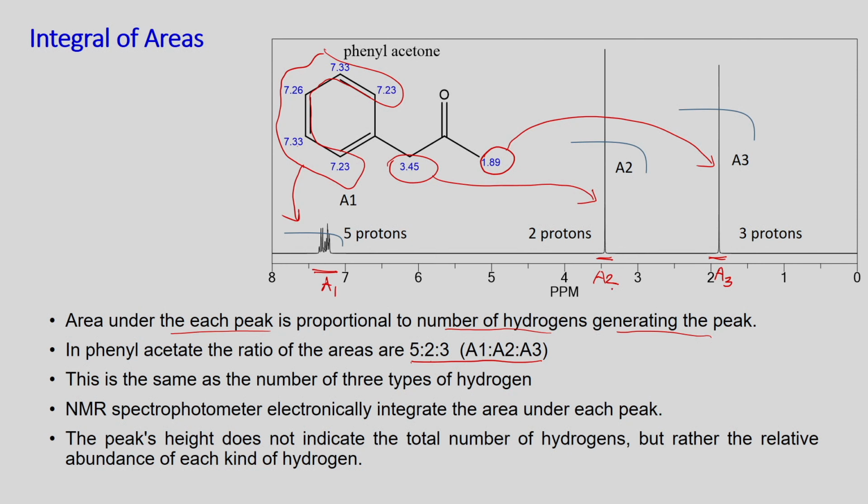So, suppose A2 is assigned as 1, what will be the value of the area for A3, and what will be the value of the area with respect to A2, that is A1? Now, if you take the ratio of all these 3, you should have 5:2:3. This is the same as the number of the 3 types of protons in the NMR spectrum, so that is what it says. You have software here which actually integrates the area under each peak.